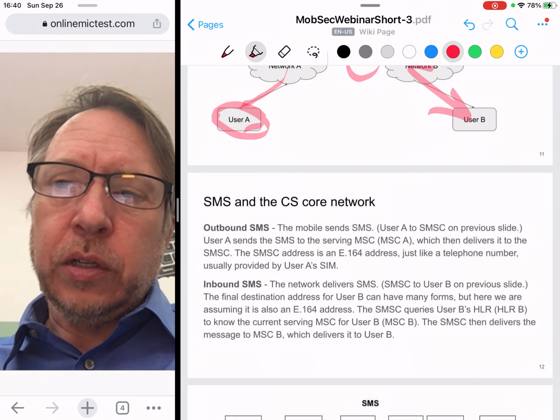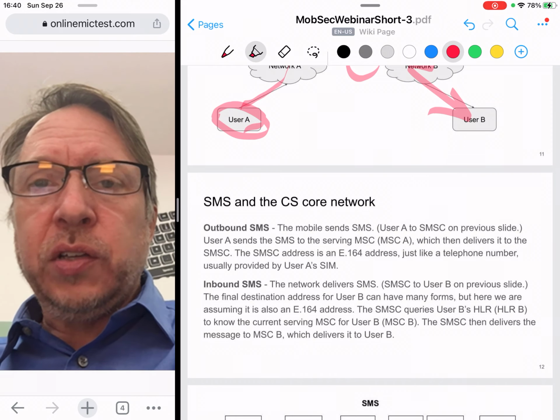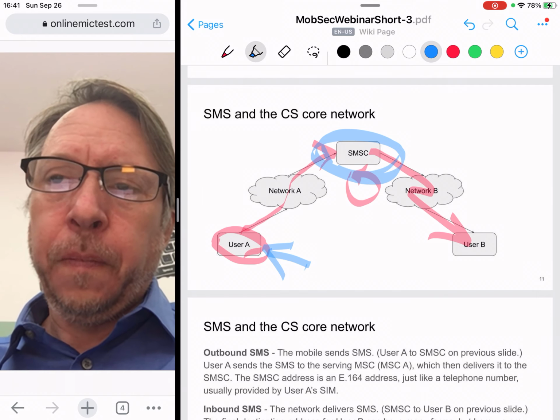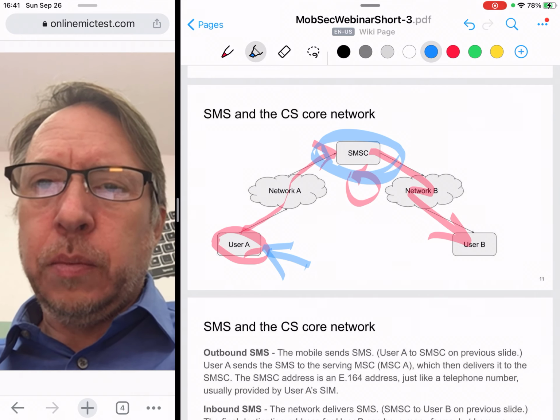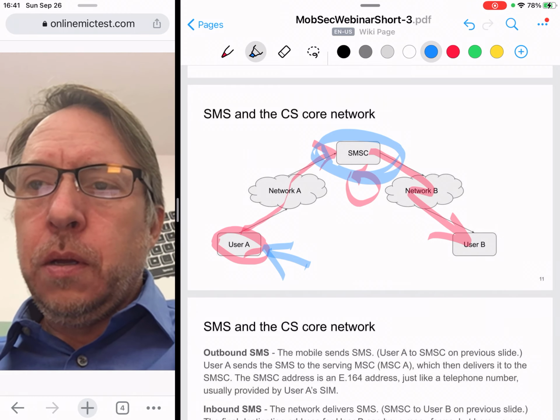It's what's called an E164 address. It looks kind of like a telephone number, and it's by this address that the serving network knows where to find the MSC that's going to handle the message. We're going to talk about that in a little more detail. But the point of this is that this SMSC is actually selected by this user. And it's not necessarily the SMSC of their serving mobile operator. Okay.